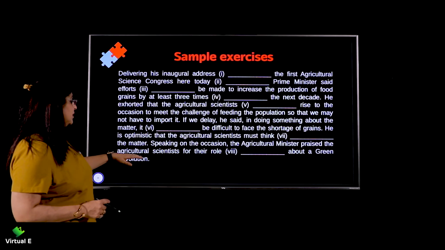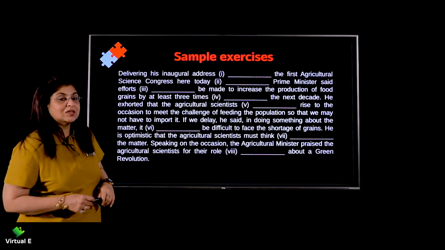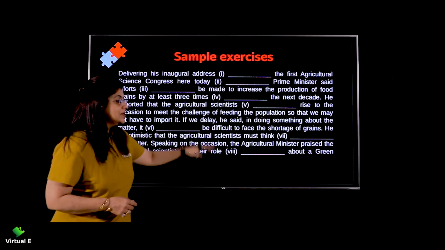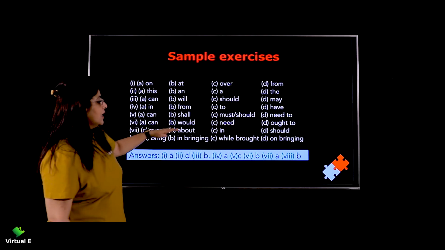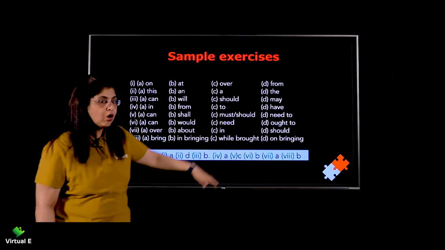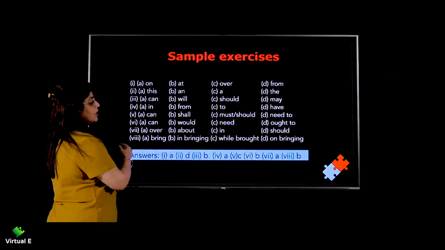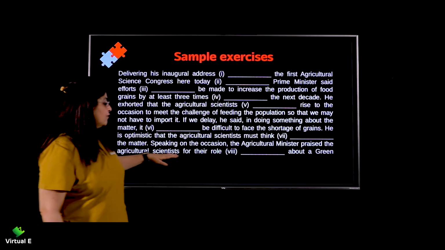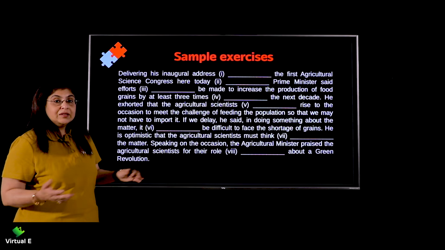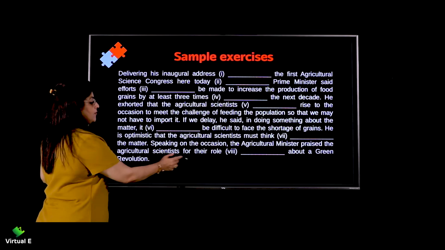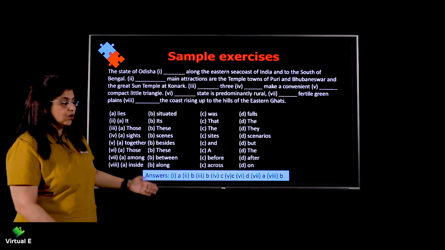And finally, we come here. Speaking on the occasion, the agricultural minister praised the agricultural scientists for their role dash about a green revolution. So for their role, bring, in bringing, while brought, on bringing. Obviously it is in bringing. When you read it yourself, you understand whether it is correct or not. So, for their role in bringing about a green revolution. This is how we go about gap filling exercises. Moving further, you still have another one and it's right there. It's already solved for you.